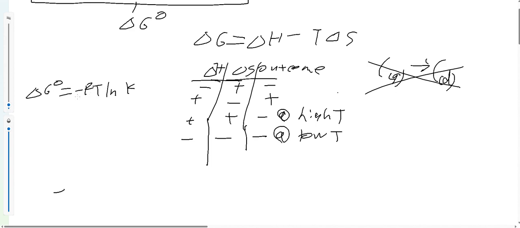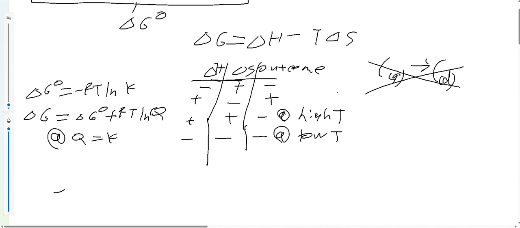Now there is another variation of this equation. Delta G non-standard is equal to delta G standard plus RT ln Q. Now the basic premise here goes that when Q equals K, then delta G equals 0. And so you can get the first equation by deriving it like that.